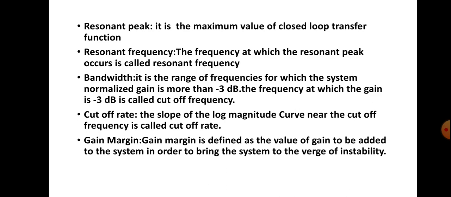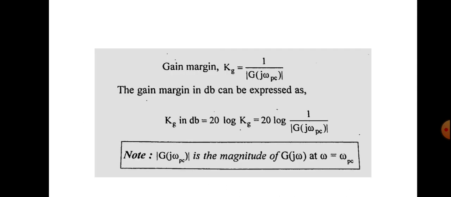And we have an equation for the gain margin: Kg equals 1 divided by the modulus of G(j omega) at omega pc, where pc means phase crossover frequency. That means gain margin Kg is the reciprocal of the magnitude of the open loop transfer function at the phase crossover frequency, omega pc.